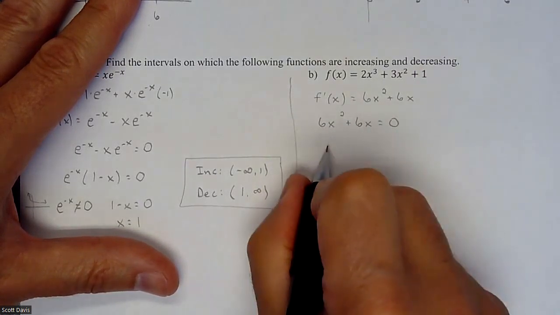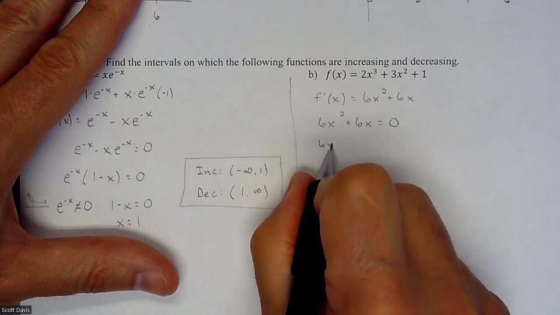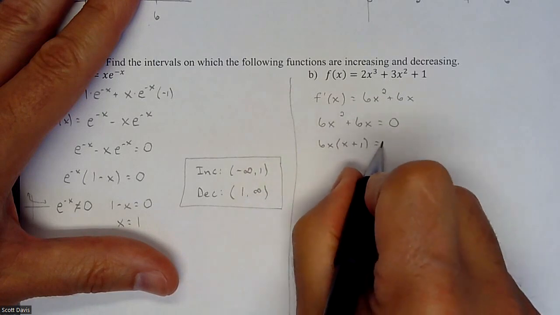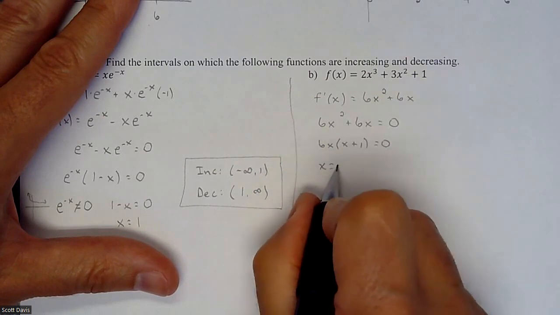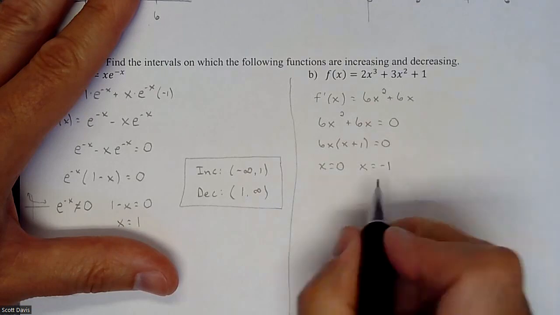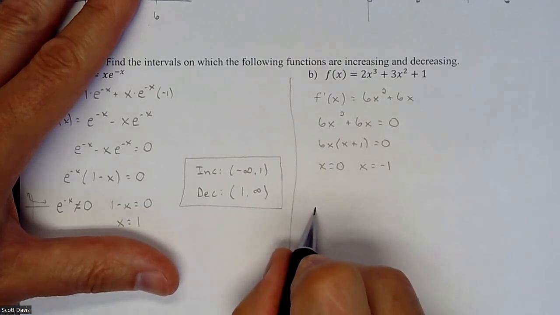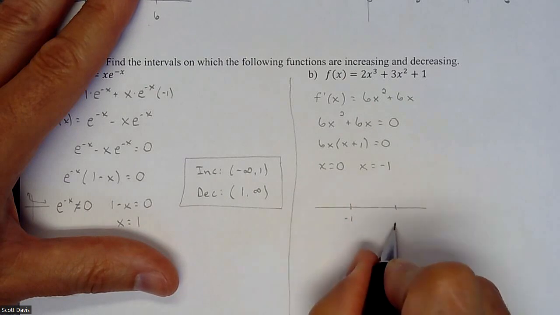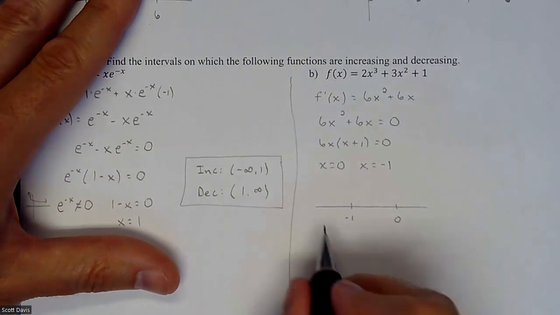So if we solve this, we're going to factor a 6x out. That'll leave us with the x plus 1. And then x equals 0, x equals -1. Those are our two solutions. So we'll jump down and we're going to analyze the slopes in between those points.